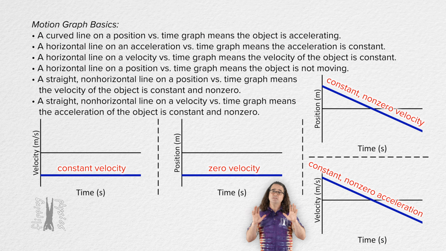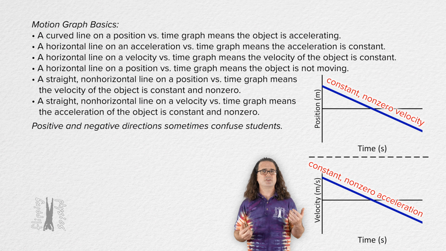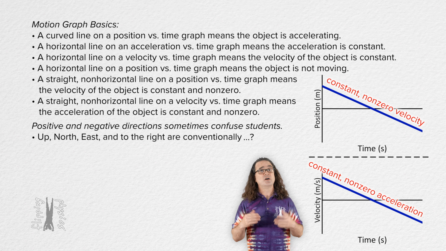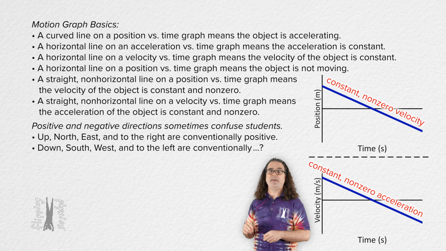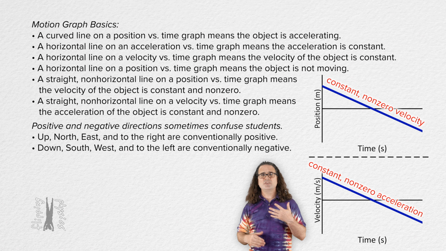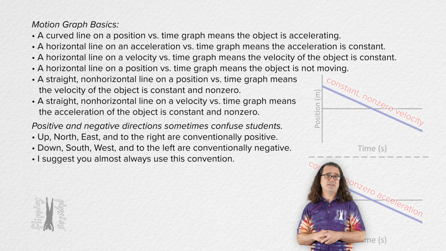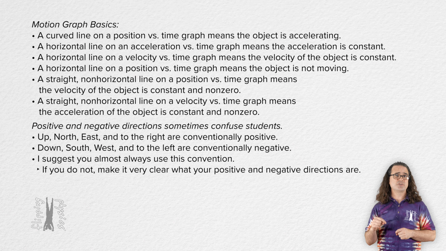Exactly. Now, a different topic. Unfortunately, positive and negative directions are often confusing. Class, up, north, and to the right are, according to convention, considered to be positive or negative? Positive. And class, down, south, and to the left are conventionally? Negative. Correct. Now, I suggest you almost always use this convention. And if you ever do not use this convention, please make sure it is very clear in your solution which directions are positive and which directions are negative.